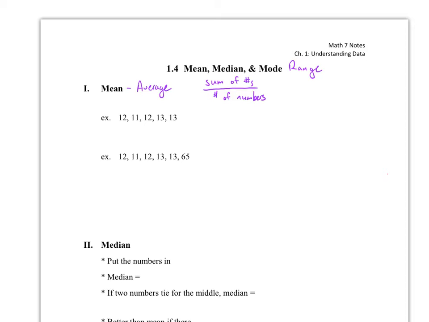So we've got this list here. 12, 11, 12, 13, 13. So to do this one, you'd say 12 plus 11 plus 12 plus 13 plus 13 divided by, what's it going to be divided by? 5, because I have 5 numbers. So there's 1, 2, 3, 4, 5 here. So 12 plus 11 plus 12 plus 13 plus 13 is, I believe, 61. Is that right? Yes.